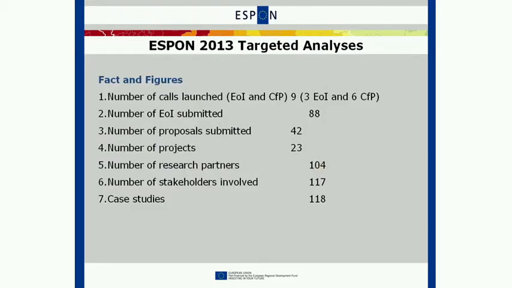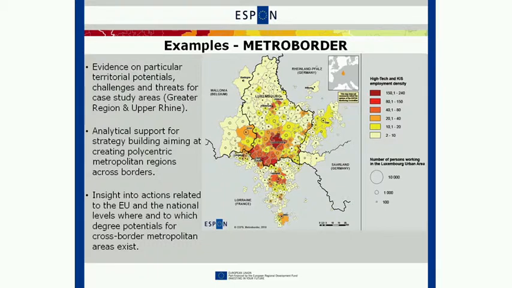And here the figures apparently were bouncing around a bit. We had altogether 23 projects here, with research partners of 104 different institutes, 117 stakeholders being involved in these projects, and also altogether 118 case studies, which can also sometimes be interesting to look at when you're looking maybe at a particular region, a particular topic you are interested in. And I selected just 3 projects randomly out of the 23 projects we had here, just to give you a flavor of what was produced.